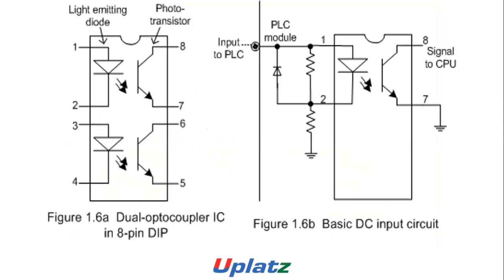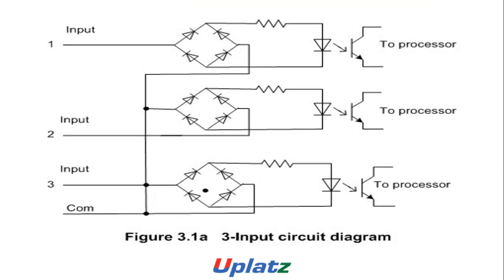The light emitting diode, photoresistor, dual optocoupler IC, 8-pin DIP is shown here. And the basic DC input circuit is shown there, the input PLC module to the CPU. Here the 3 input circuit diagram is shown. The 3 inputs are shown, and the common is shown, and the process of how it goes to the processor is shown here.